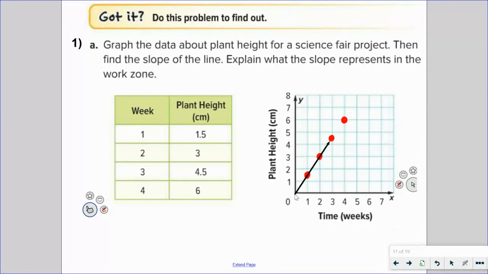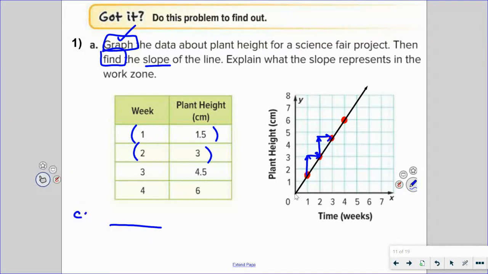And I draw a line, or I should say a ray, through those. Okay, graph done. Find slope. Let's do it. Now, some of you can tell by looking at the graph. The rest of us are going to choose any 2 points. I'll just choose the first 2 for simplicity's sake.